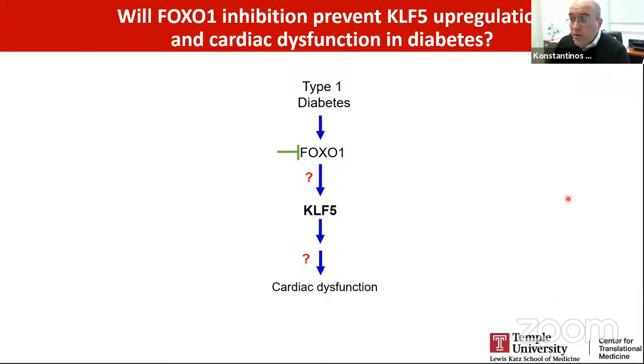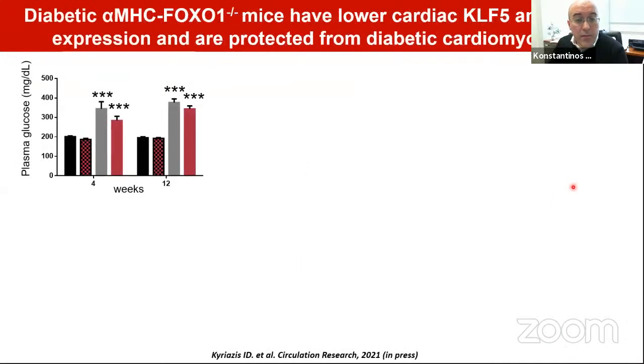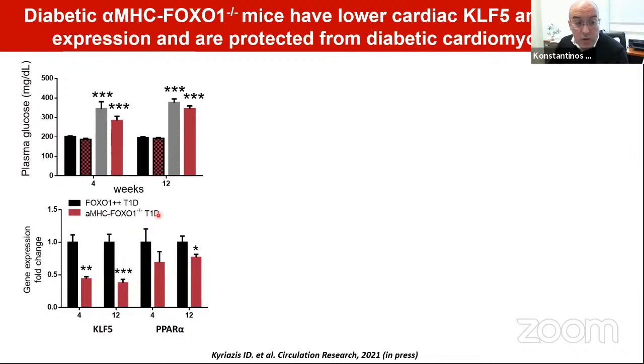So the next question was whether FOXO1 inhibition would first prevent KLF5 upregulation and would alleviate cardiac dysfunction in mice with diabetes. So we generated the alpha-MHC FOXO1 knockout mice that do not express FOXO1 in cardiomyocytes, and we induced diabetes in these mice. So this is wild-type mice with diabetes. These are FOXO1 knockout mice with diabetes. We can see that both at 4 and 12 weeks, they have high levels of plasma glucose. But the FOXO1 knockout mice have significantly lower KLF5 and PPAR alpha expression.